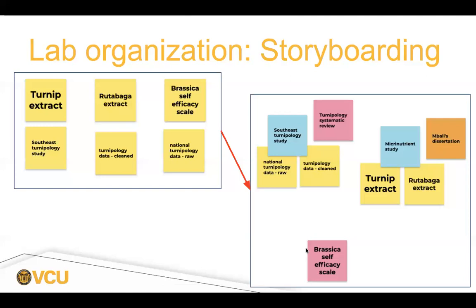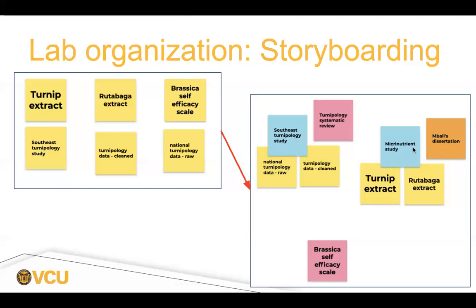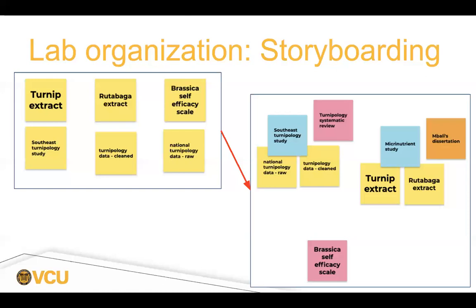And by grouping these up, after we brainstorm and then we move our post-it notes to group them up, I think we've got three projects: the Southeast Turnipology Study, the Micronutrient Study, and the Self-Efficacy Scale. So if you're working with a lab and your whole lab wants to come together to organize your data, I really strongly suggest some storyboarding or some post-it note brainstorming.